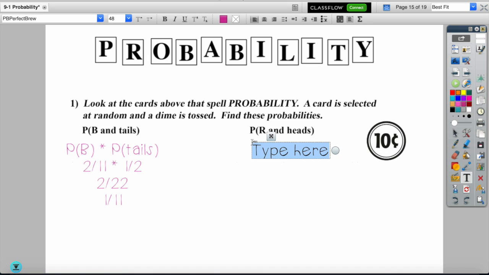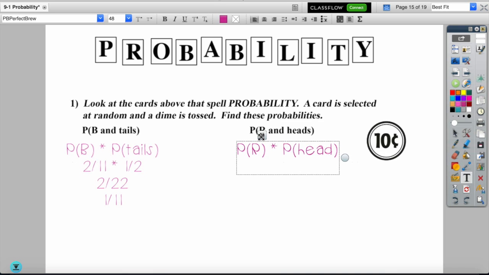Let's take a look at the next one. Here we're looking at the probability of picking the R card, and we're going to find the probability of flipping a head. Because those are two independent events that have nothing to do with each other, we're going to multiply them together to find the probability of them both happening at the same time.